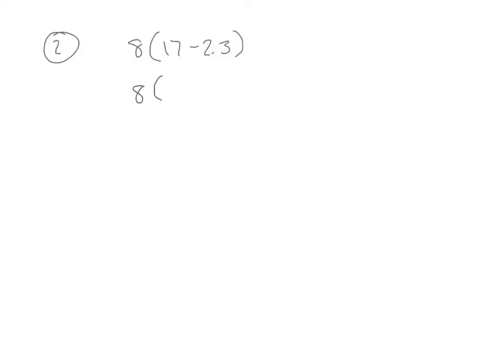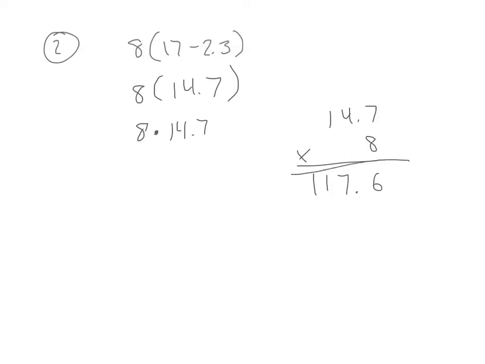So that would give me then 8 parentheses, 14.7. And so then I just need to, well, let's see. I still have parentheses, but is there anything to do inside the parentheses? No, there's no multiplication, division, addition, or subtraction in here, or exponents. So really this is just like saying 8 times 14.7, which we would then do, and 14.7 times 8 would get you 117.6. Okay, and that would be your answer right there.